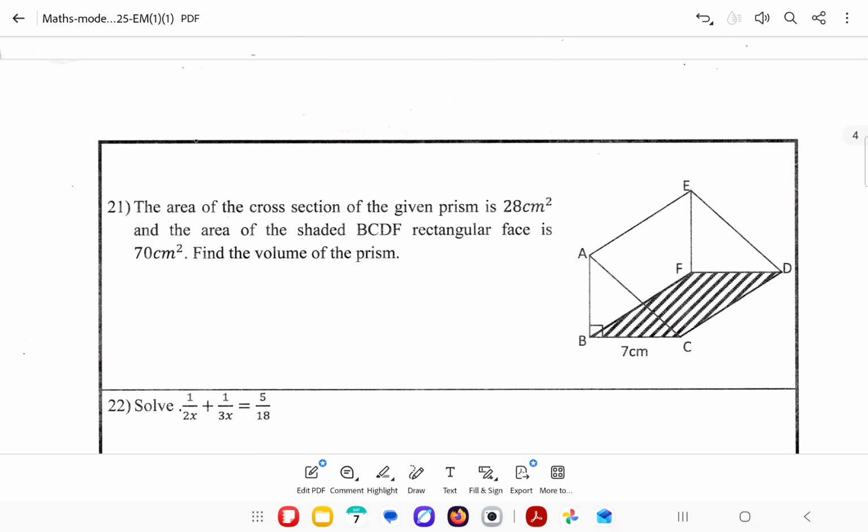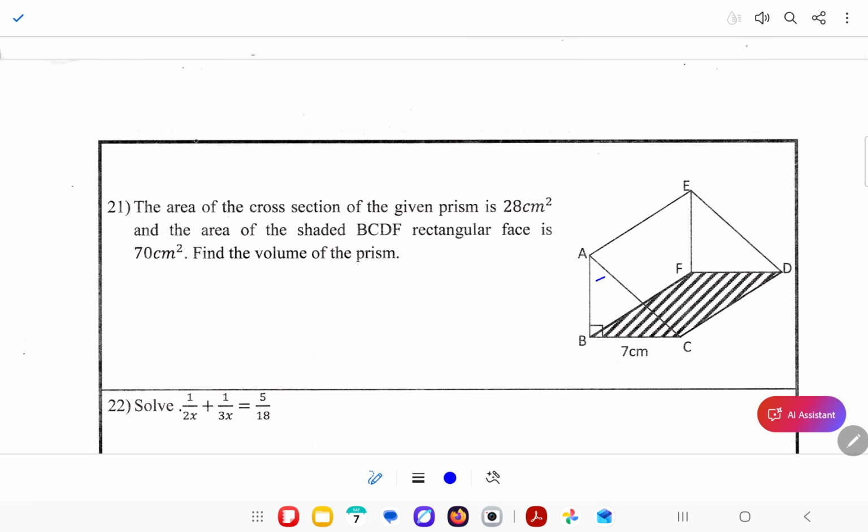21. Area of the cross section of the given prism is 28 square centimeters. So this is 28. Area of the shaded triangular face BCD is 70. Find the volume of the prism. To find the volume of the prism, we need this length. That is why the shaded area is given. 7 into x is equal to 70. So then the length is 10.